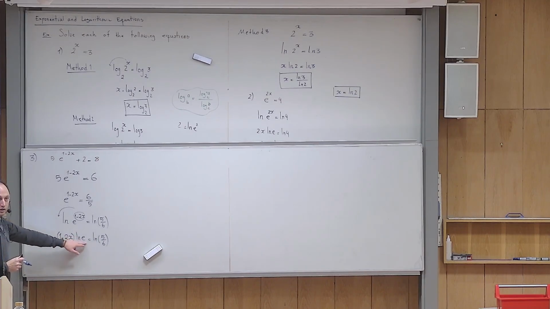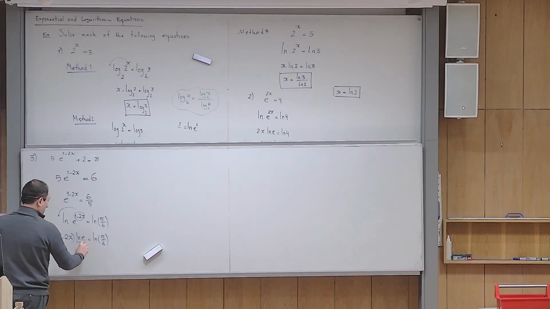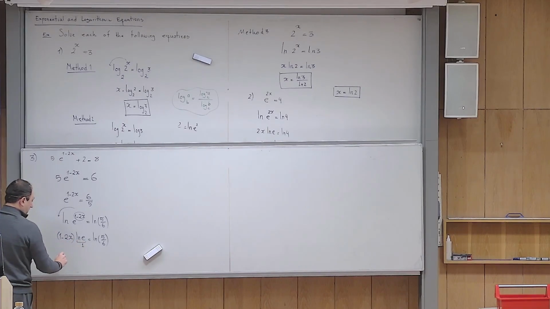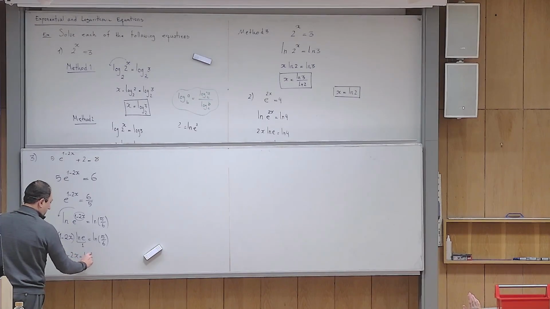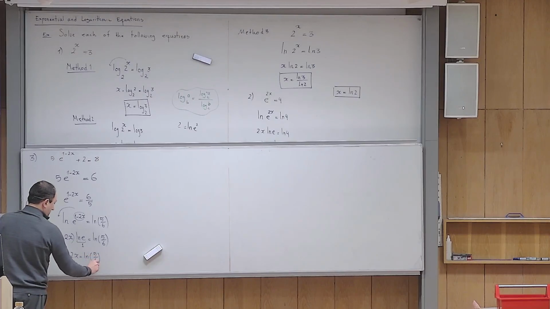But ln of e, I told you, is just something you need to know. This number is just 1. Then it means that I have 1 minus 2x, which is equal to ln of 5 over 6.